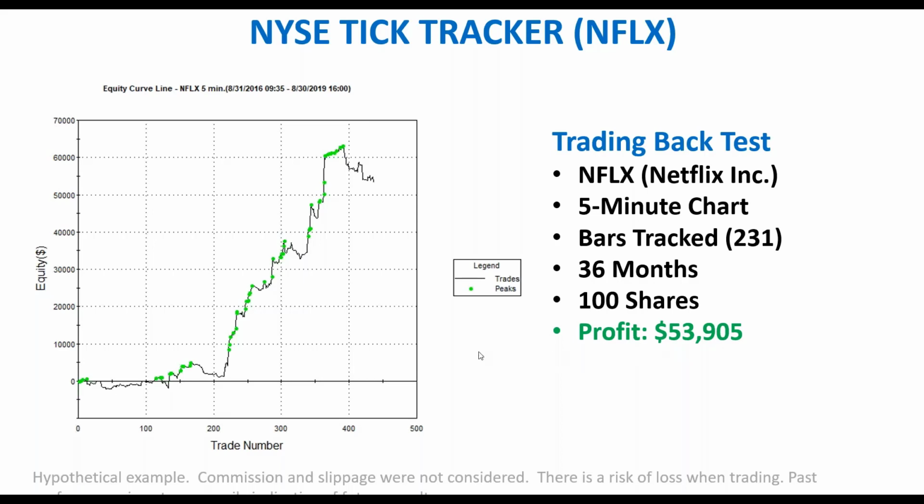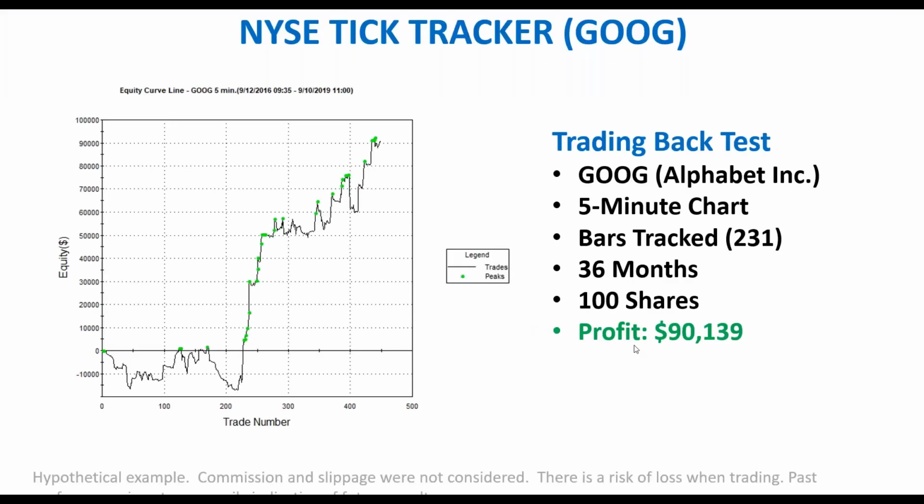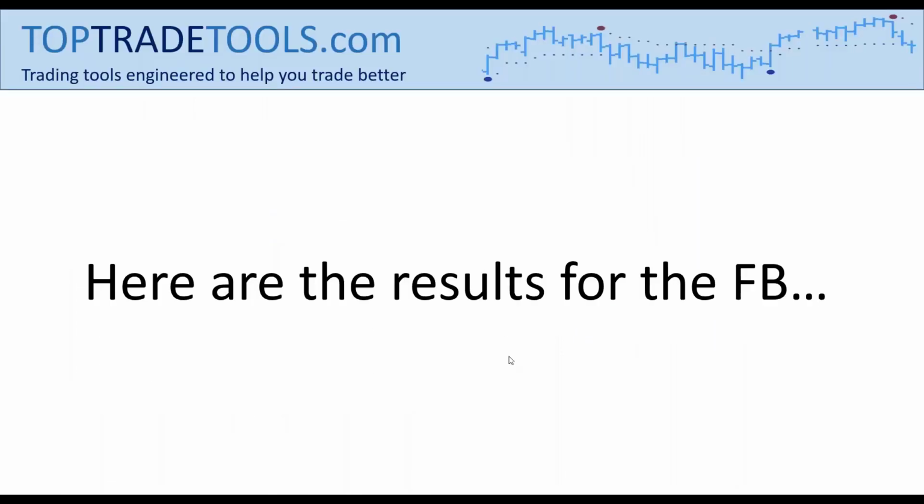Still looked really good. I'm going to go ahead and fly through these just because we don't have a ton of time here. What about Google? Google made $90,000. You can see the equity curve here over the past 36 months. Still did really good. First part of the equity curve was up and down a little bit, but then it really took off, and the net results were fairly good.